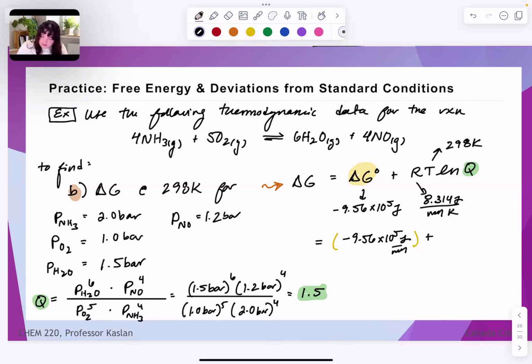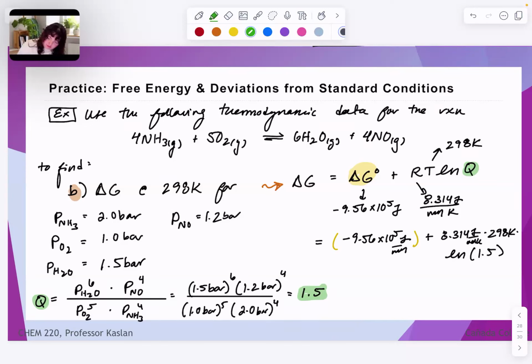RT. Remember R, we are using the gas constant that uses an energy term, so not 0.08206, that's liter atmospheres. We're not looking at pressure volume work. We want an energy term in joules, so it's just a conversion. So this is 8.314 joules per mole Kelvin times 298 Kelvin times the natural log of 1.5.